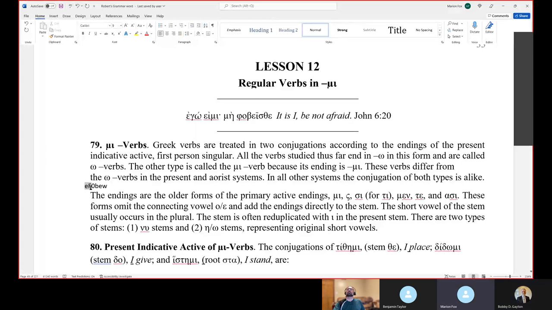I'll put it in. I'd better go in symbol font. I'll put it in symbol font real quick. But yeah, there it is. That's that word right here. It's an omicron verb, and that's fear. That's I fear. So we'll get rid of that one, but that's the word we're dealing with here.